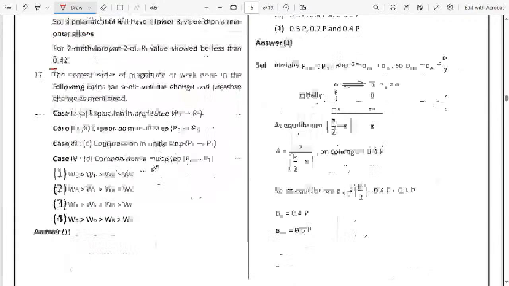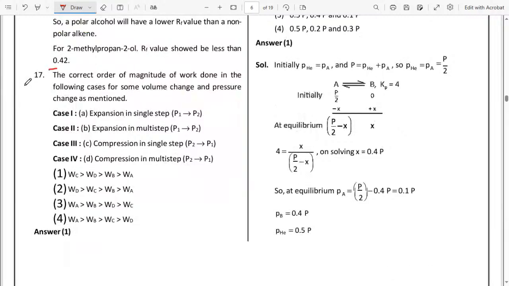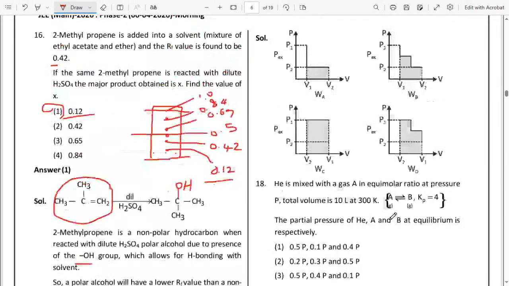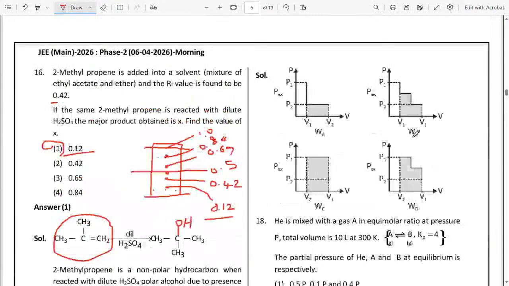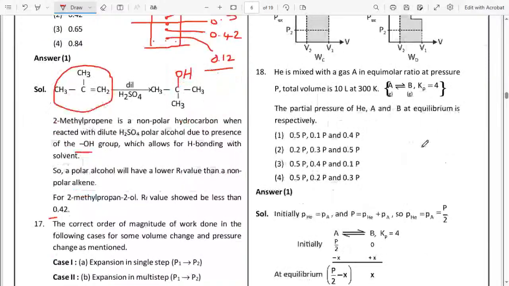Next, question number 17. The correct order of magnitude of work done in the following cases for some volume change and pressure change as mentioned. Option 1 is correct option, students. Next, solution is given. Please go through for detailed understanding. Next, question number 18.